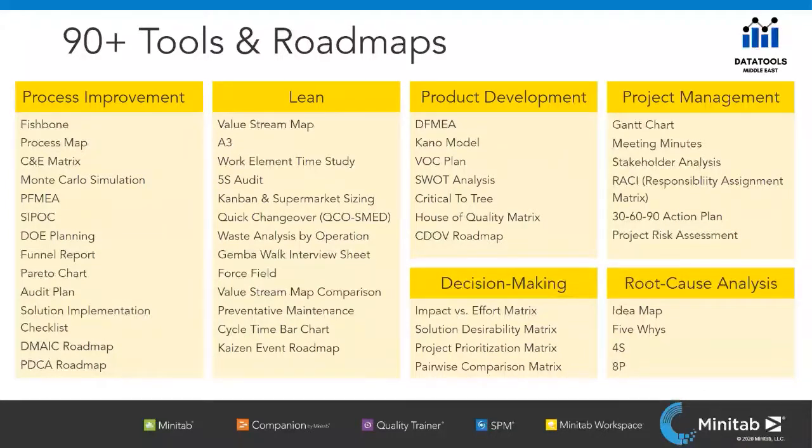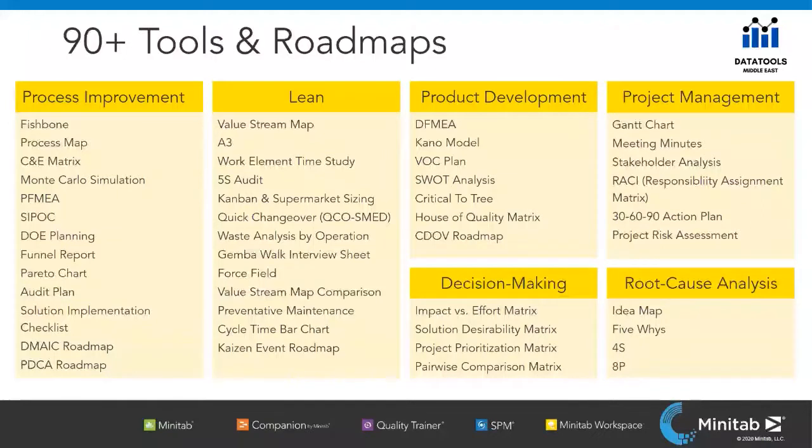We have DMAIC roadmaps. We have PDCA roadmaps, which are included in this. So these are just some of the tools here. On the lean side, we have value stream maps. We have A3. We have a work element time study, 5S, quick changeover tools, Gemba walk interview suite, which is one of the newest additions, and then there is something like Kaizen event roadmap.